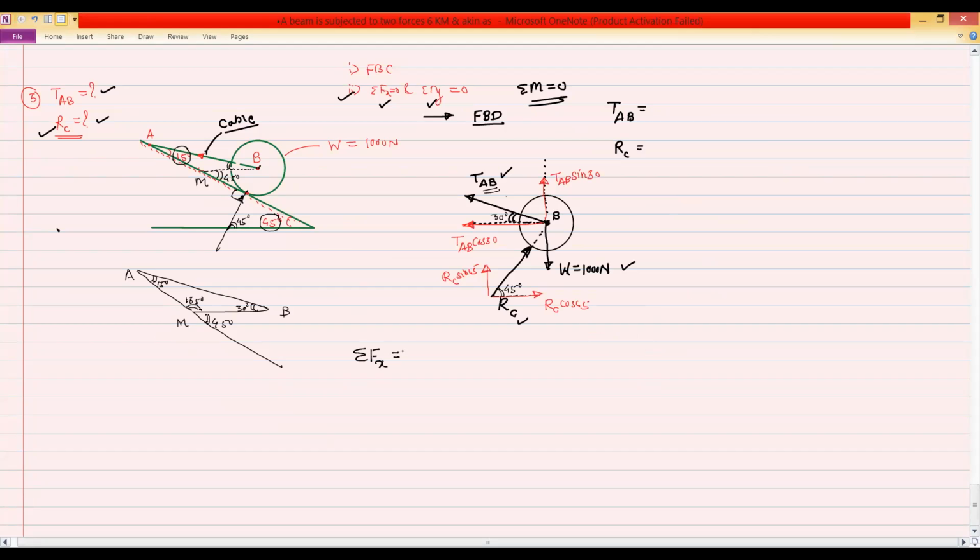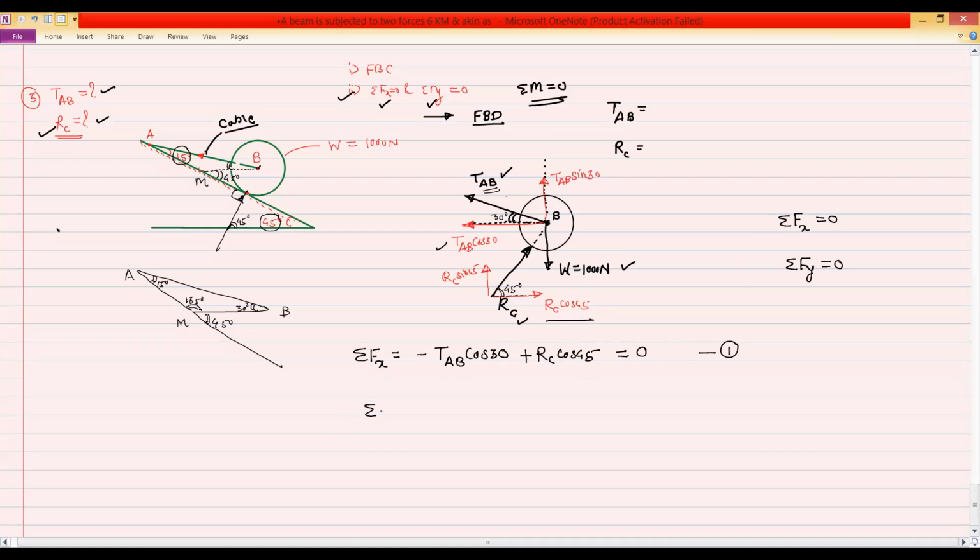So for summation Fx, tension AB cos 30 is negative. Then the second component in the x direction is RC cos 45, so it is plus RC cos 45. It is equal to 0 because we have two conditions. One is summation Fx equal to 0 if the system is in equilibrium, and second, summation Fy equal to 0. So this will give the first equation.